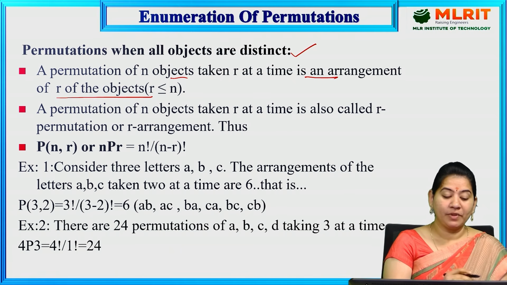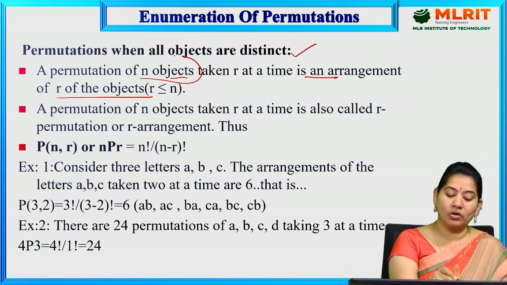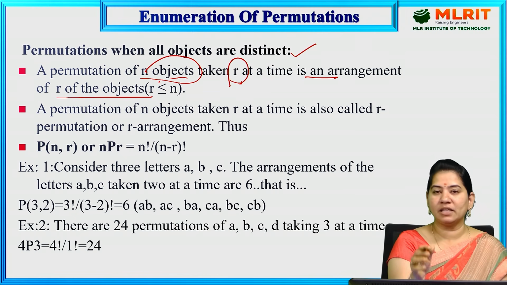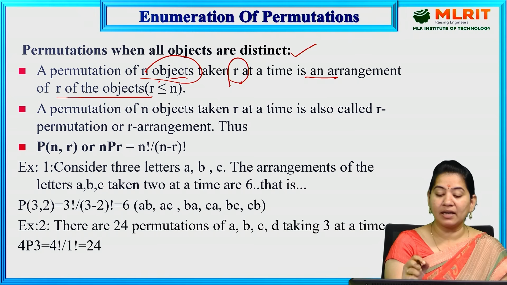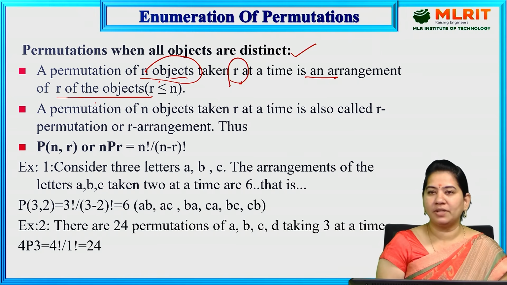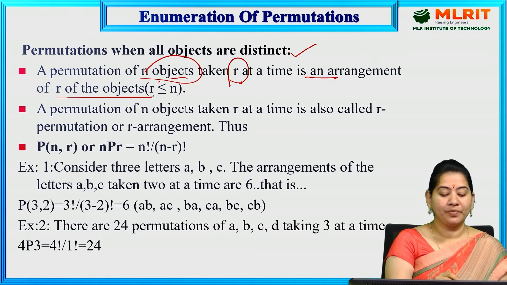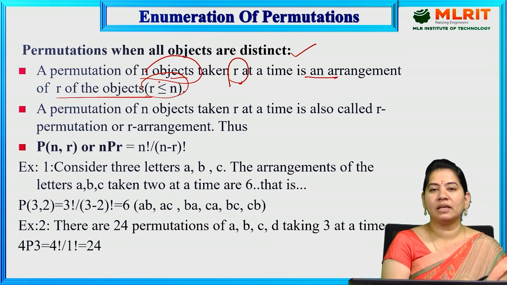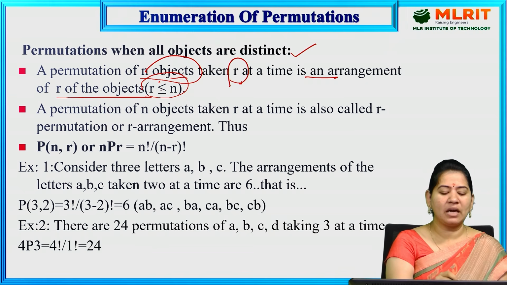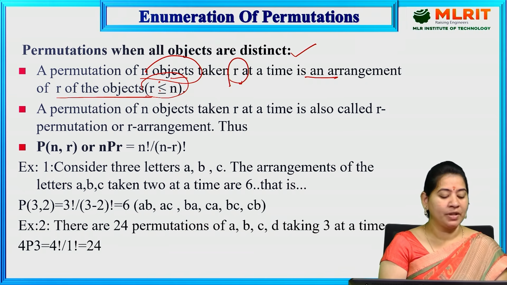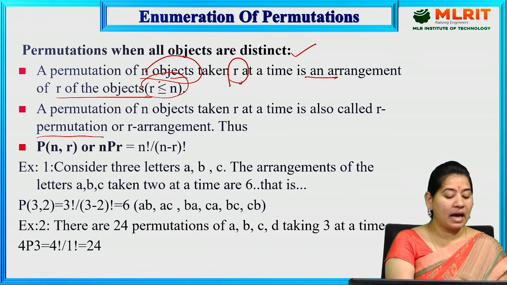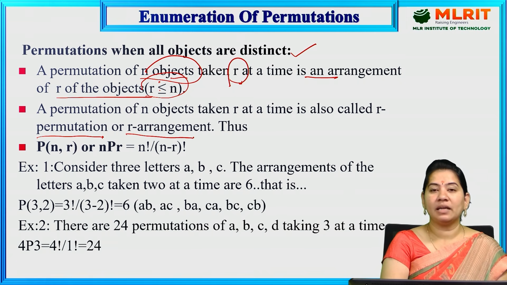So here, if you are taking n objects taken R at a time, it means out of the n objects you are picking up R at a time, that is called an arrangement of R of the objects. R is always less than or equal to n, whichever you are picking up from the total n. A permutation of n objects taken R at a time is also called an R permutation or R arrangement.